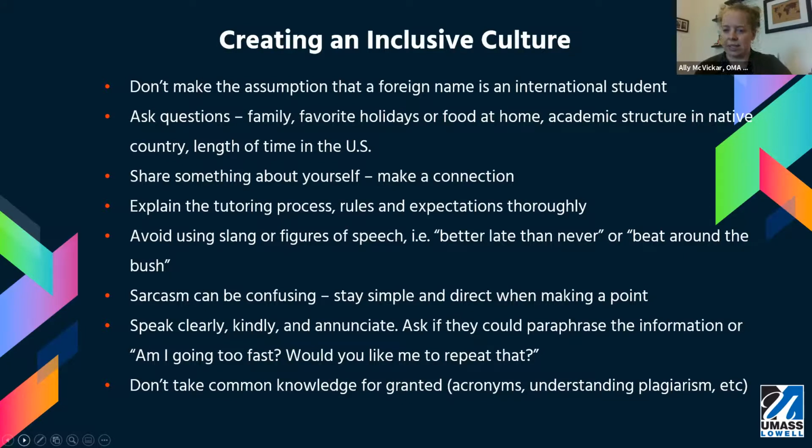And don't take common knowledge for granted. The acronyms, we have a lot of acronyms here: UML, OMA, ICC, UC, lots of acronyms. So don't just kind of think that they know what those are. Understanding plagiarism. A lot of students that come from other countries don't know what plagiarism is. They think copying and pasting work from other sources and other authors is a compliment to the original author. They don't quite understand that they need to cite it. So we try to tell them when they come here that it is extremely important to cite your work, because if you don't, you can get in a lot of trouble. And so we want to avoid that as much as possible. So please, again, help us help them understanding what plagiarism is.